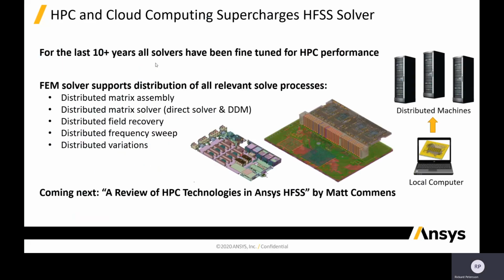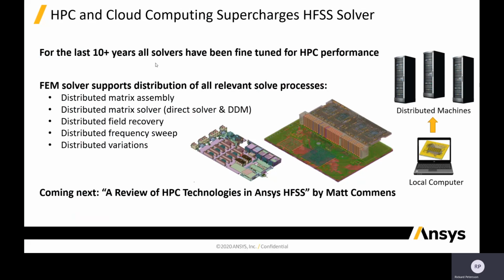Finally, I want to just make a point here that over the last 10+ years, all the solvers have been fine-tuned for HPC performance. For instance, the finite element solver now can distribute all the relevant solve processes, such as matrix assembly, matrix solver, field recovery, frequency sweep, and variations. So it's extremely well parallelized in that regard.